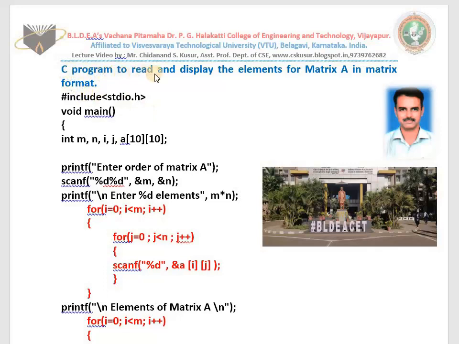Write a C program to read and display the values for matrix A. Means one matrix A is there, you need to read the values for that matrix A and print it back in matrix format only. But we do not know the size of that matrix. We do not know the size, means order, we do not know how many rows are there, how many columns are there. You only read the order of it and according to the order read the values and display it back. I hope you have understood the problem.